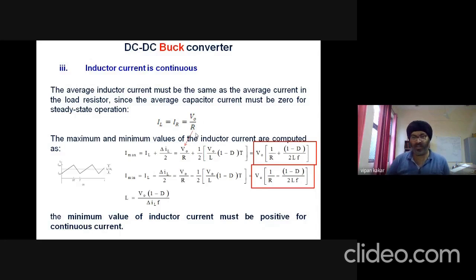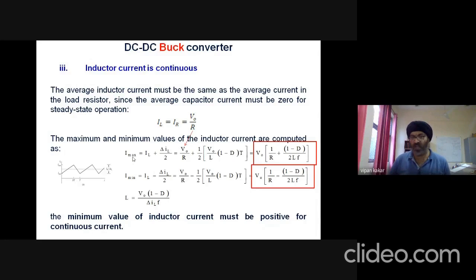Now, to find out the maximum and minimum values of inductor current, we have to calculate these so that we can calculate the amount of ripple. Based on the calculation of ripple, we can decide further how much filter or how much capacitance should be connected at the output. So all these calculations have to be done before we go for the final design.